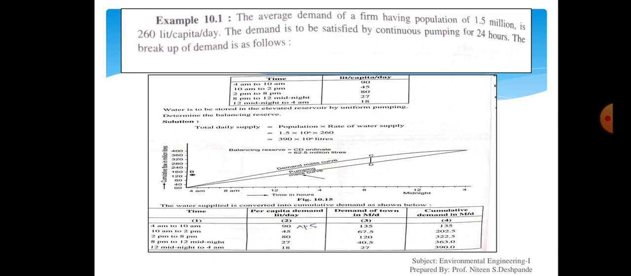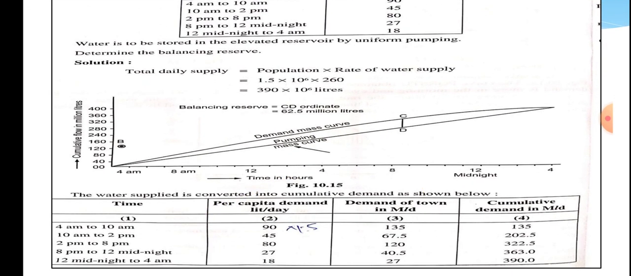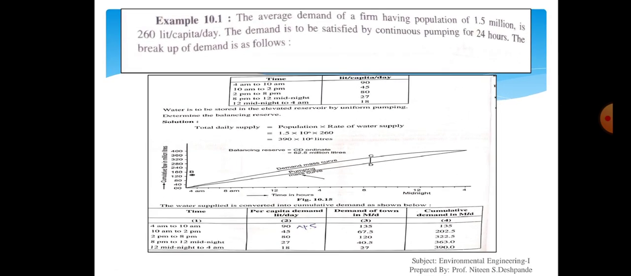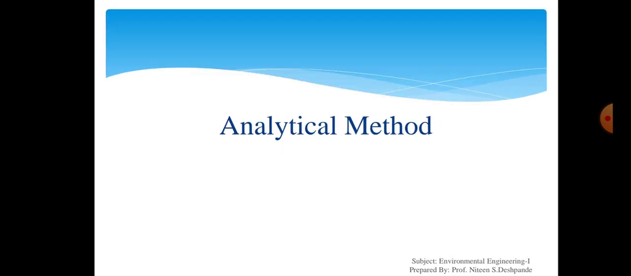Okay. Now on the basis of this information we have to draw a demand mass curve. Demand mass curve, which means between 4 to 10 how much was the cumulative demand? It was 135. Then 10 to 2 it was 202. So by using this information we have to plot a graph or draw a curve of the demand mass, and the pumping mass curve, how much is the pumping rate, that we have to find out.